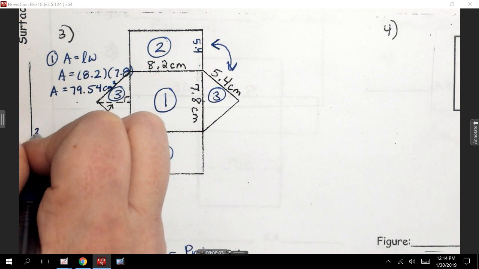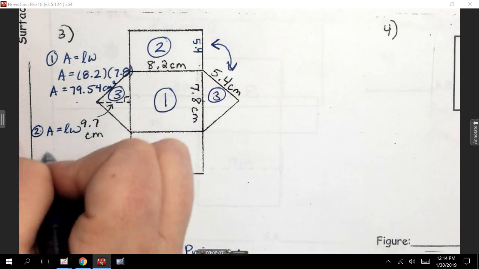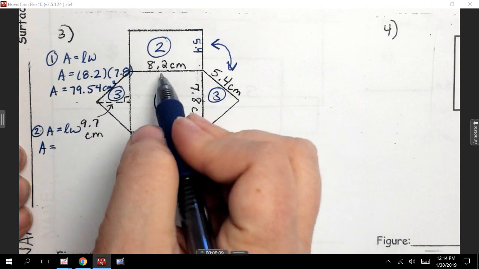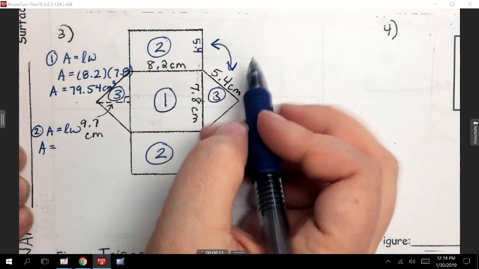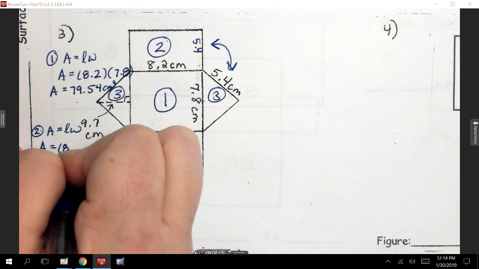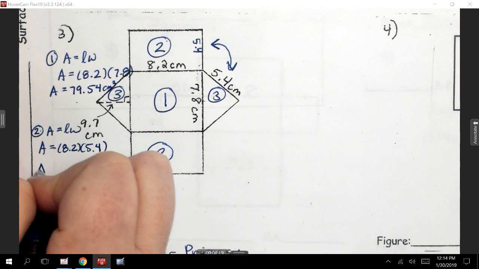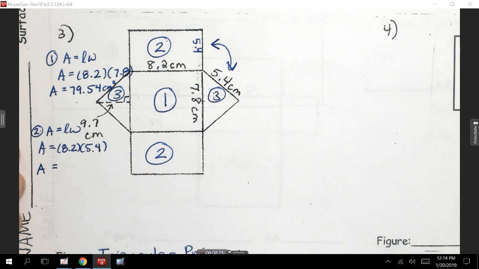All right, and then shape 2, I have again A equals LW because it's still the rectangle. But this time my length and width are going to be, and you can see I wrote it on this one. Remember, it folds together, so be careful with that. I get 8.2 times 5.4. So A equals, making sure we remember those decimals. What do I get when I multiply those 2 numbers?